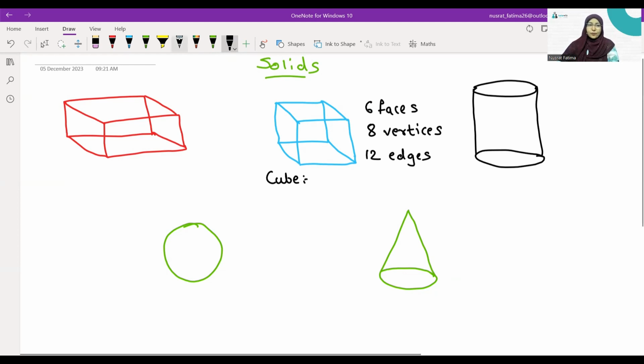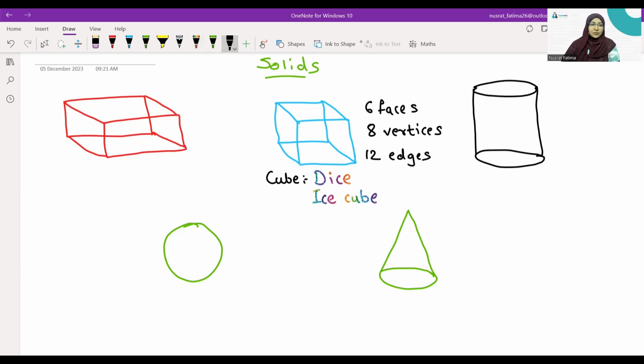Now look around you. Are there any shapes around you which are cubical in shape, which are of a shape of a cube? Look around quickly. Yes, you will find out a dice is cube shaped. An ice cube that you use in summer is also shape of a cube. Let's go to the next shape.